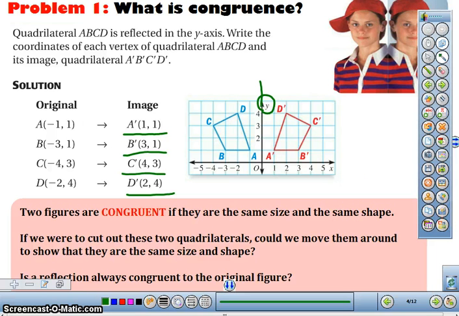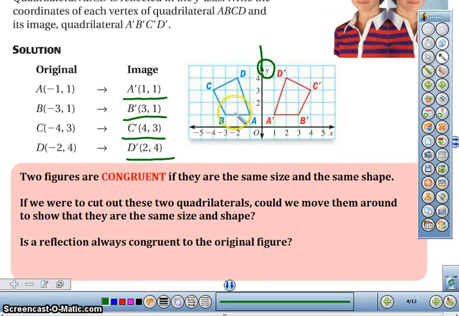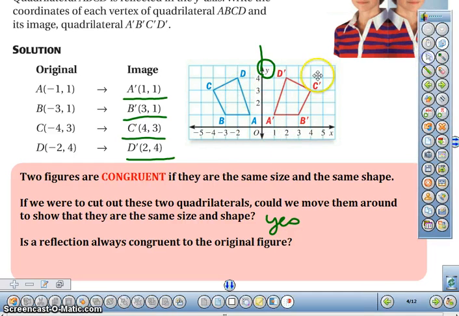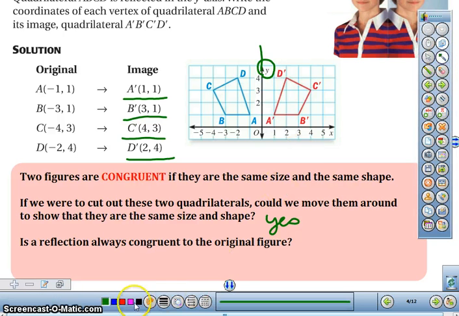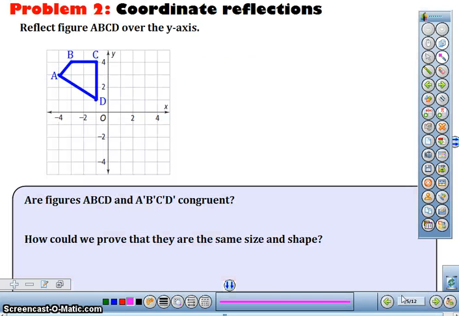It says two figures are congruent if they have the same size and shape. So as we look at these two, we notice that they are exactly the same size and shape. It says if we were to cut the two out, we could move them around and show that they are exactly the same size. So do they have the same size and shape? Yes, because if we cut them out and moved them around, we could actually see that this is going to work. And then the next question says, is a reflection always going to be congruent to our original figure? It will always be congruent to the original if it is a reflection.